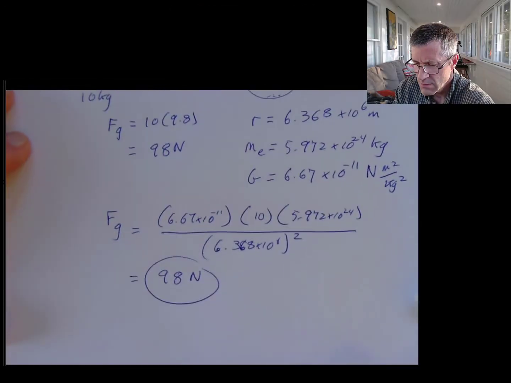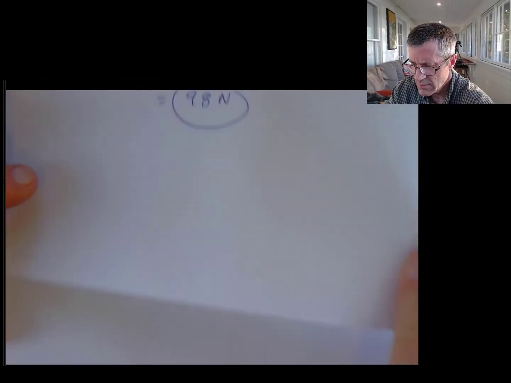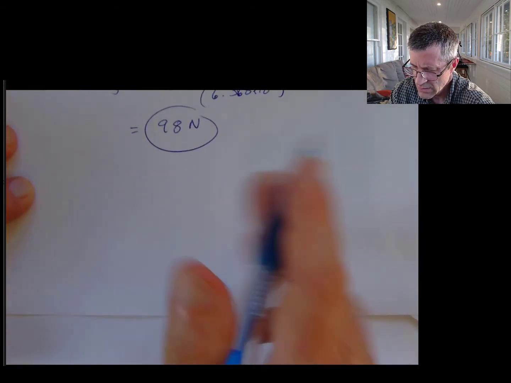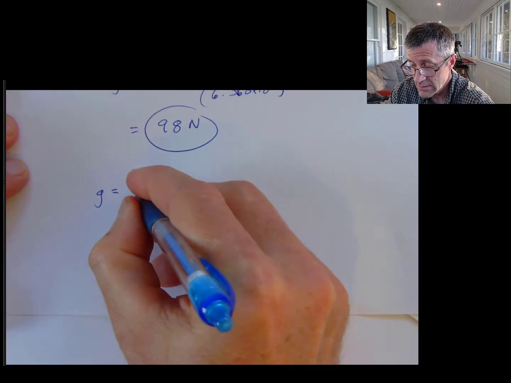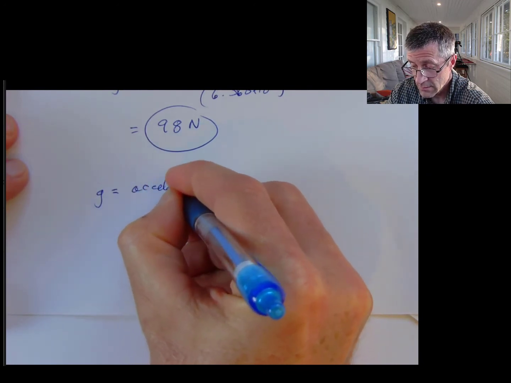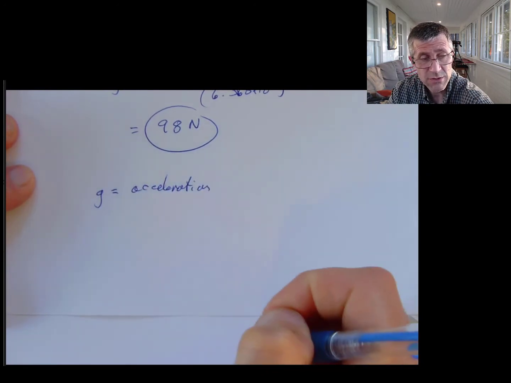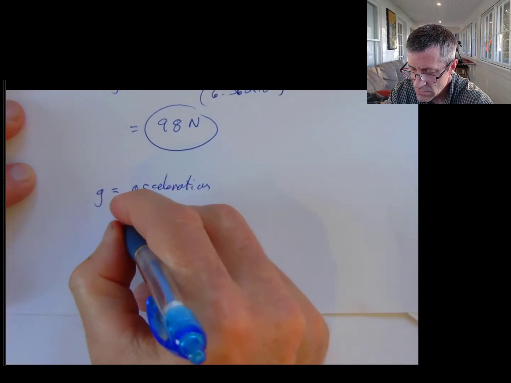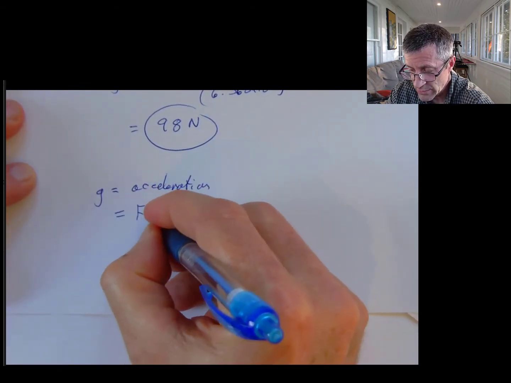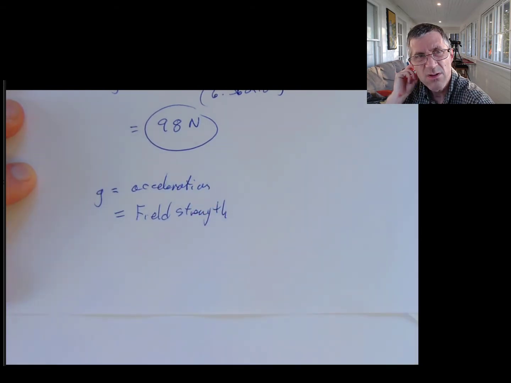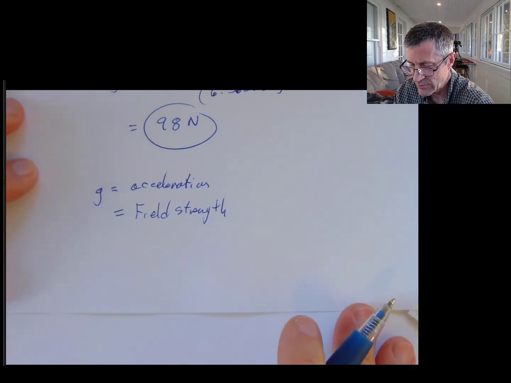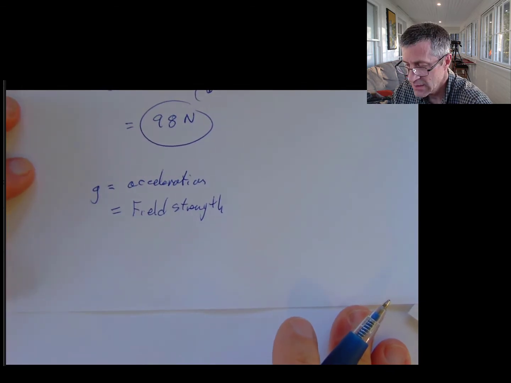So what does this mean? Well, we have two ways of thinking about this. So our value of g is telling us two things. It's telling us the acceleration that an object will experience when it's close to Earth, and it is also telling us the field strength. So it's telling us how strong the gravitational attraction is at that point.